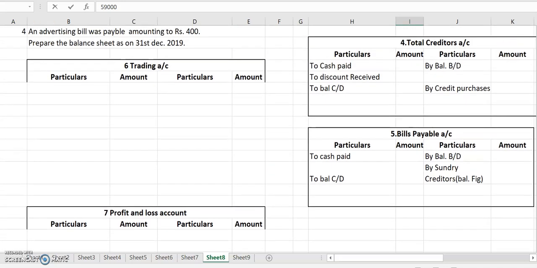We have already prepared the trading account credit side by sales. So one is cash sales, and the other is credit sales. And credit sales will be 59,000, which is according to your debtors account. So it is recorded here also. The second effect of this amount is recorded here.